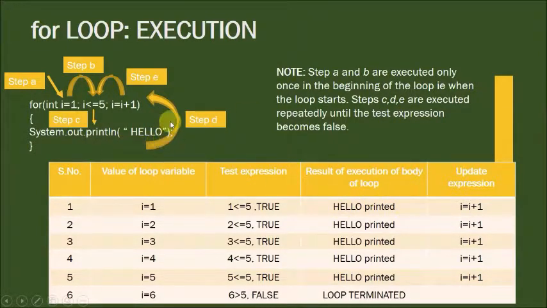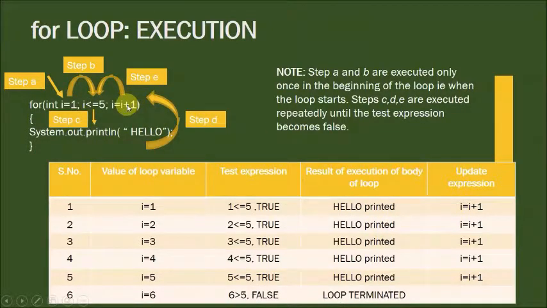Then the program control will jump to the update expression, that is I = I + 1. The value of I was 1 and now it will become 2. So when we go to the second iteration of the loop, I becomes 2. After the execution of this update statement, again the program control jumps to the test expression. It will check whether 2 is less than or equal to 5. Yes, it is true. So again the body of the loop is executed, that is, hello is printed on the screen.